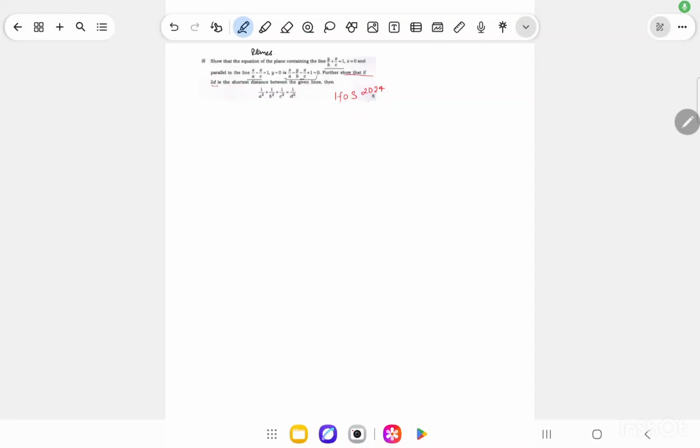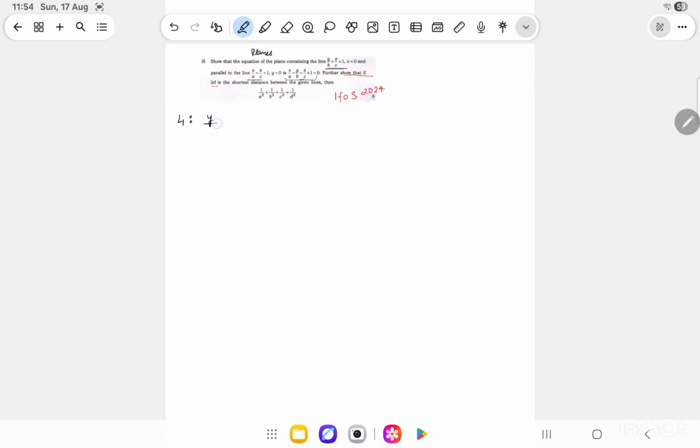So yesterday we discussed questions related to direction ratios and direction cosines. Today we'll be discussing questions related to planes that are being asked in the Civil Services examination and Indian Forest Service examination.